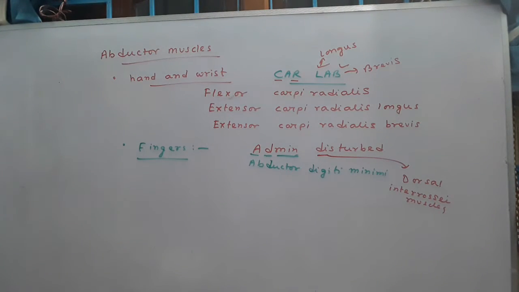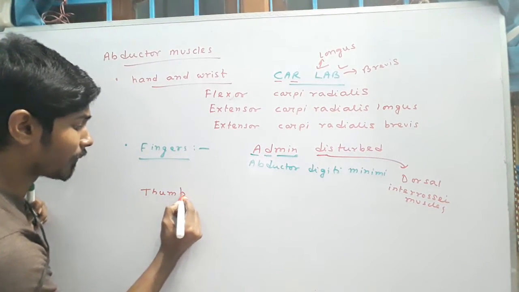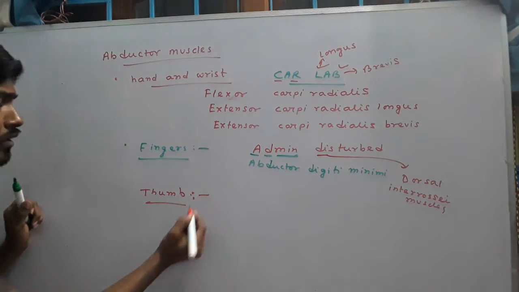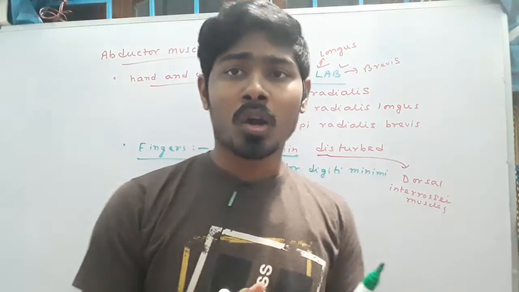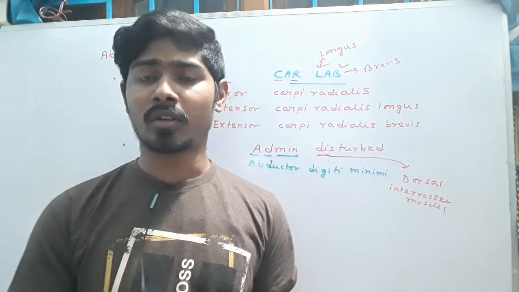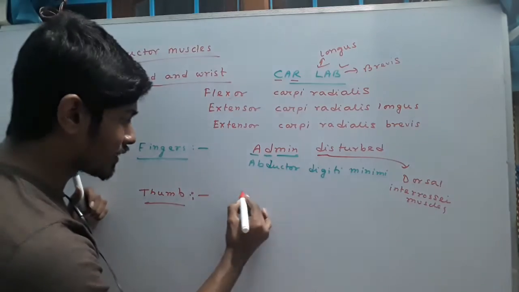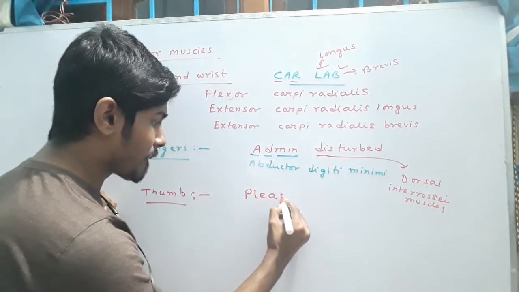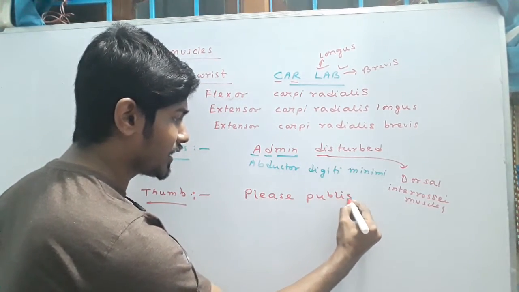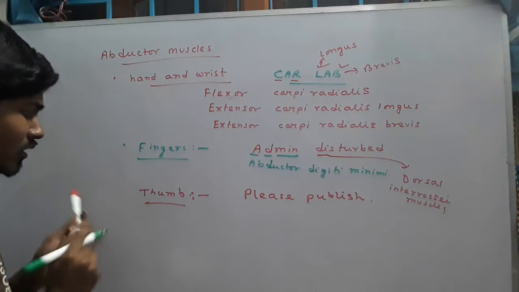Now we will be talking about the abductor muscles of the thumb, okay? How can we remember this? Let us write it here, thumb. Suppose you want one of your poems to be published in a magazine, okay? And you are requesting the publisher. So I can tell it as please publish, okay? And he gives you a thumbs up, okay? That means approval.